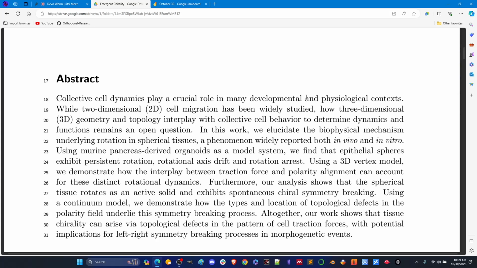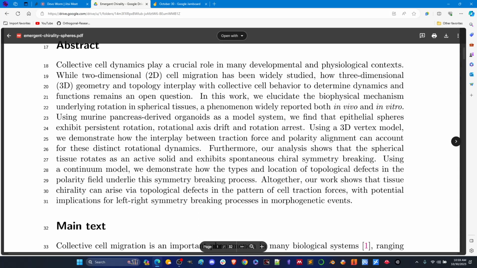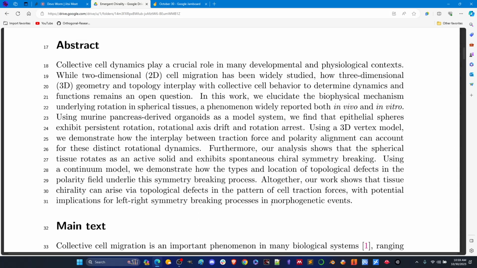And then you also have this pattern of cell traction forces, which allows for this topology to be formed and the defects to be formed on that substrate, with potential implications for left-right symmetry breaking processes in morphogenetic events. So this is, of course, a very general term, but in development, we have a lot of issues with symmetry breaking and with left-right symmetry breaking. So our heart is on one side of our body or another. We have differentiation between the different sides of the body, and this is symmetry breaking in development.